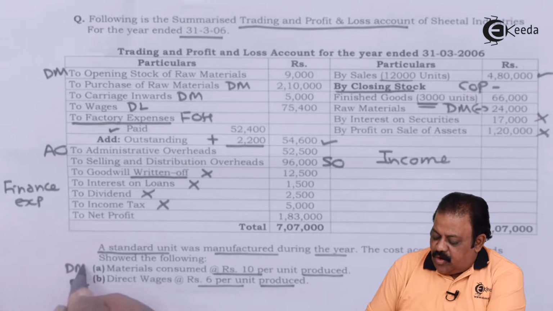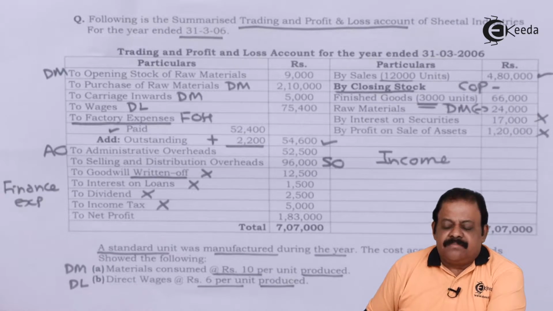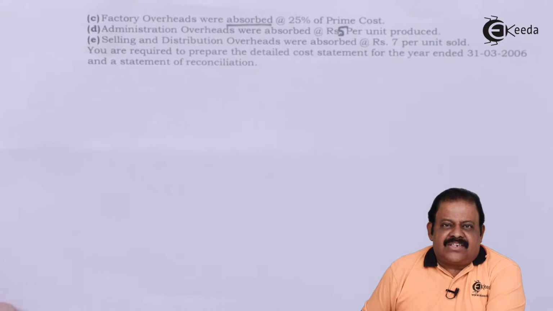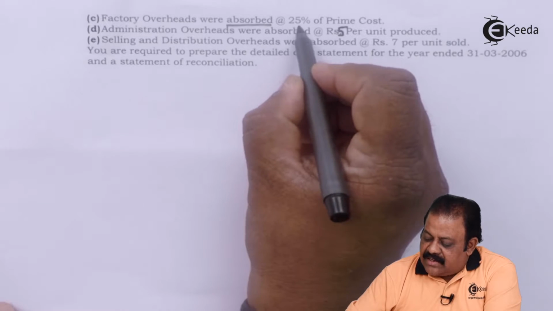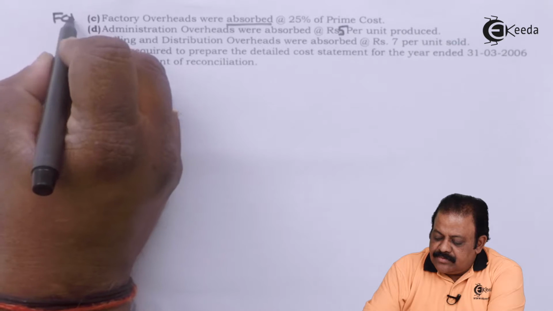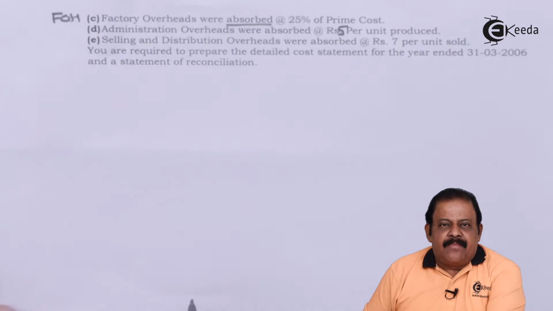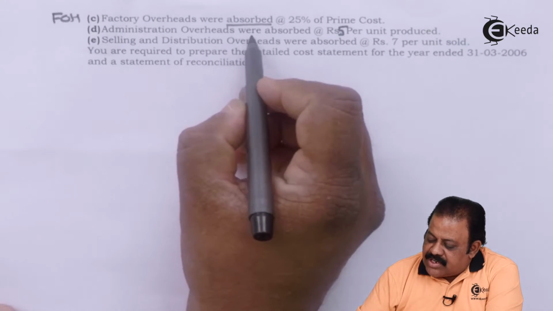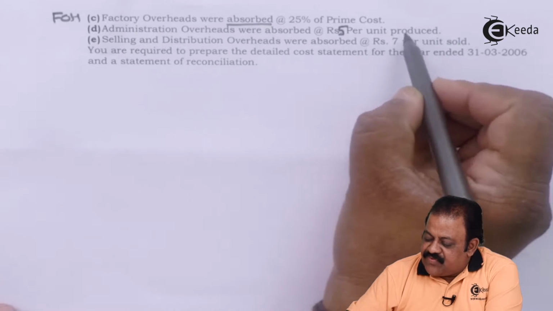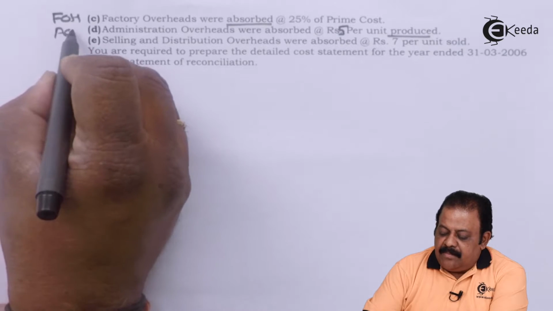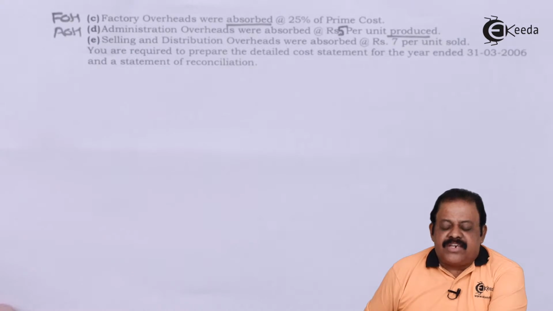Direct wages will be forming part of direct labor, and material will be part of prime cost. Factory overheads were absorbed. Absorbed means here charged. Factory overheads are charged at the rate of 25% of prime cost. So we are required to calculate prime cost, and to that we are required to add 25% as factory overheads in cost sheet. Administration overheads were absorbed at rupees 5 per unit produced. This is the information of administration overheads as per cost sheet.